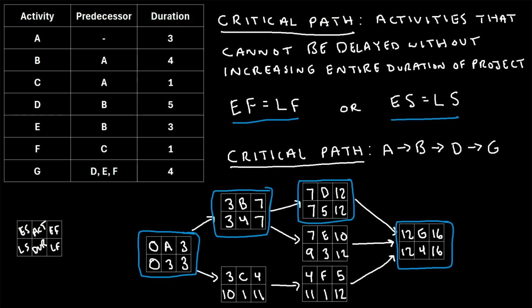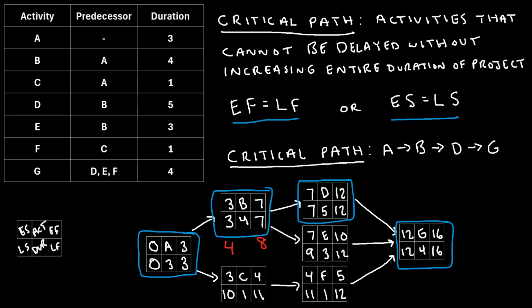And what that means is that if any of these 4 activities are delayed by even a single day, then the entire duration of the project will increase. And to understand that, let's just take activity B as an example. This 3 right here says the latest that activity B can start is day 3 without delaying the entire project. So imagine that it starts on day, let's say 4 instead. If it started on day 4, so it got delayed by 1 day, the duration of activity B is 4. So it wouldn't finish until day 8, because 4 plus 4 would be 8.